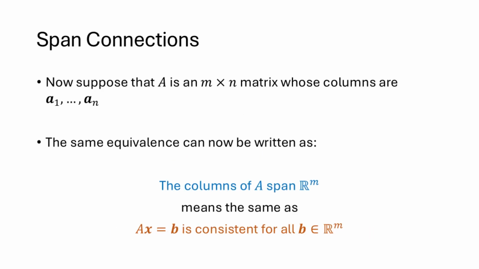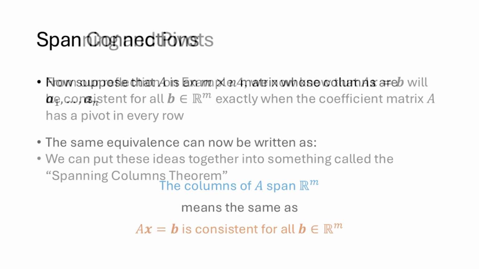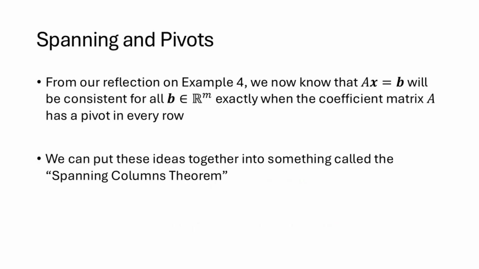But if we have a matrix whose columns are the a's, then we can rewrite that equivalence as saying that the columns of A span Rm means the same as saying that the equation Ax equals b is consistent for all vectors b in Rm. And all we're doing here is taking that vector equation from the previous slide and rewriting it as a matrix equation on this slide. So we know that Ax equals b will be consistent for all b exactly when the coefficient matrix A has a pivot in every row. That's what we learned from looking at example 4.